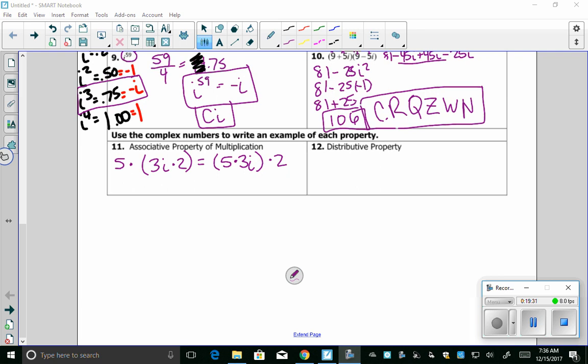Number 12 is the distributive property. So here, you are going to distribute a number within a set of parentheses. So if I use -7 times 3 minus 5i, the property says you're going to distribute, so -7 times 3 gives me negative 21. Negative 7 times negative 5 gives me positive 35i.